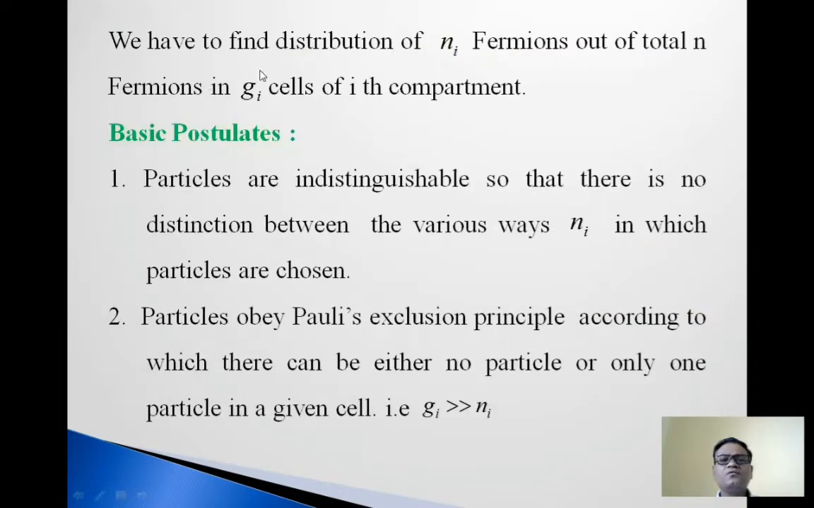Now friends, we have to find the distribution of Ni fermions out of total N fermions in Gi cells of the ith compartment. Now the basic postulates, you know: particles are indistinguishable, so there is no distinction between the various ways in which Ni particles are chosen. Second, particles obey the Pauli exclusion principle. According to this, only one particle can be in a given cell. That is, the meaning of this is that the number of cells is much greater than the number of particles.